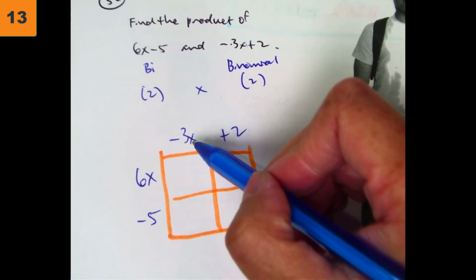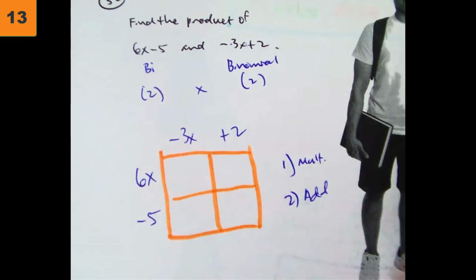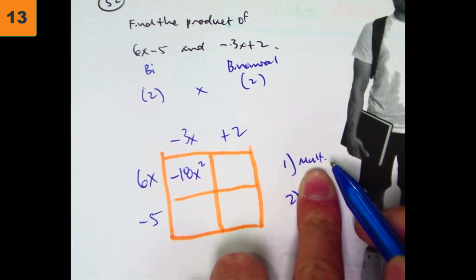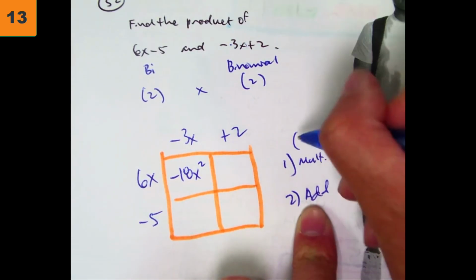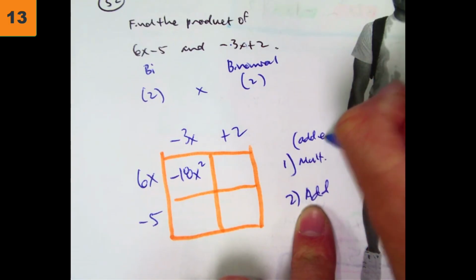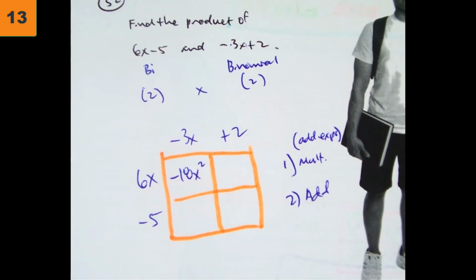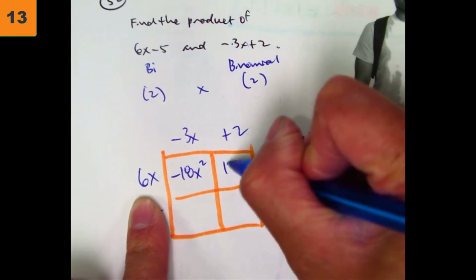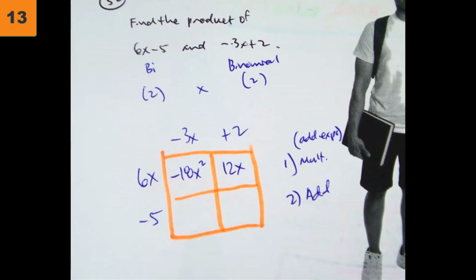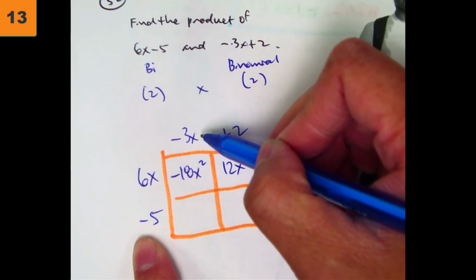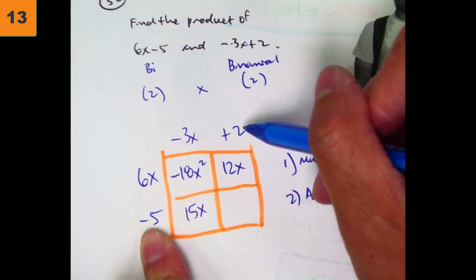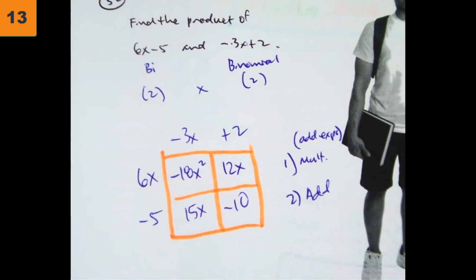Kevin, negative 3x times 6x. Yeah, remember when you're multiplying, you actually add the exponents. You can write that if you want. Multiplying, add exponents. Kevin, 6x times 2. 12x. Sarah, negative 3x times negative 5. And Sarah, negative 5 times 2. So we've just multiplied.